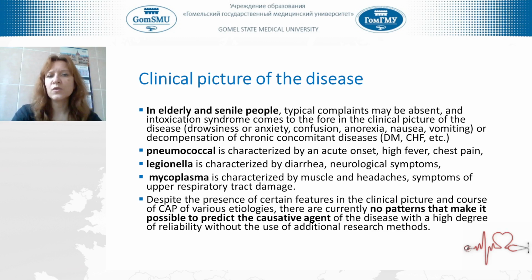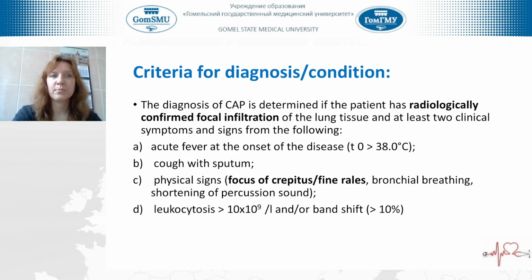Despite the presence of certain features of the clinical picture and course of CAP of various etiologies, there are currently no patterns that make it possible to predict and consider the agents of the disease with a high degree of reliability without the use of additional research methods.